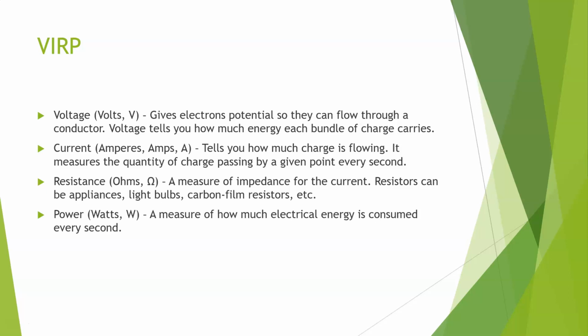Now, voltage and resistance as independents create the dependent variable of current. So current is determined by how much push you get from the voltage and how much resistance you get from any resistors within the circuit. Power is the final measure of how much energy is being consumed every second. Don't confuse power with energy. Power is an energy rate, which means it's divided by seconds.